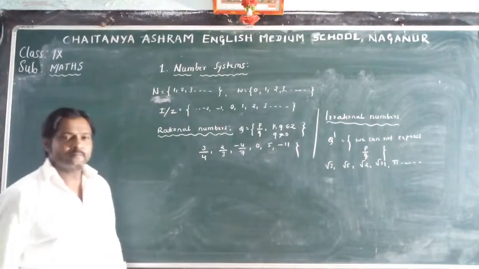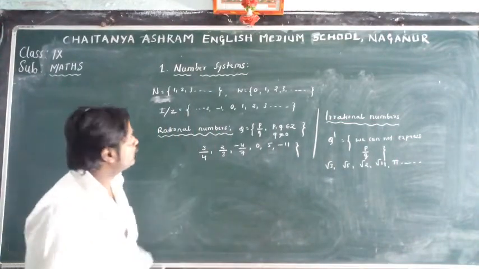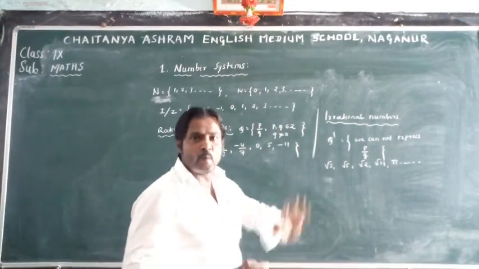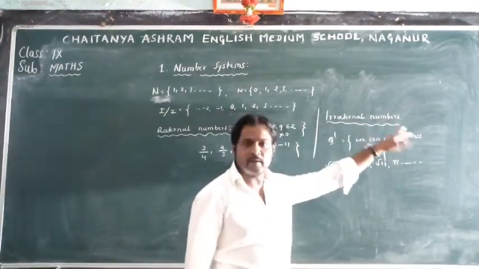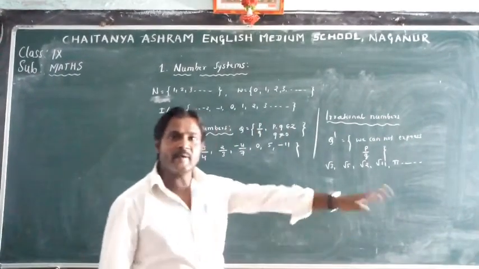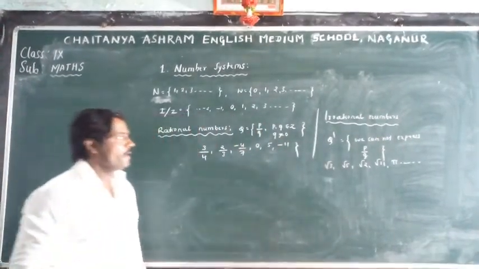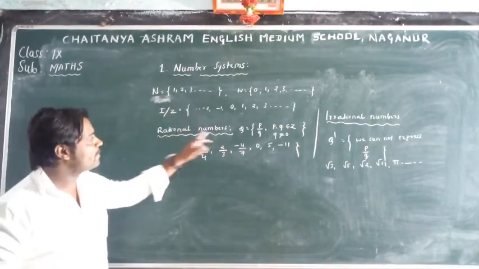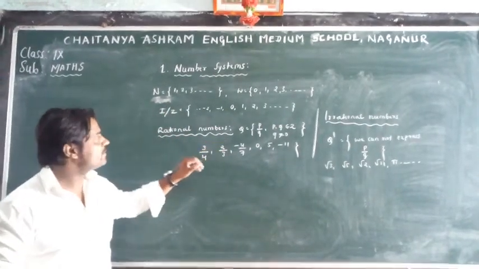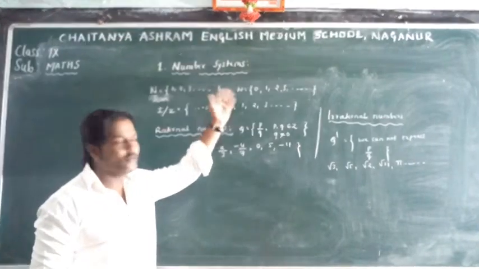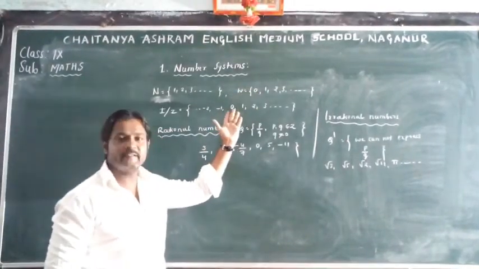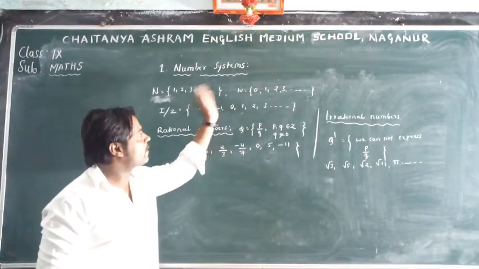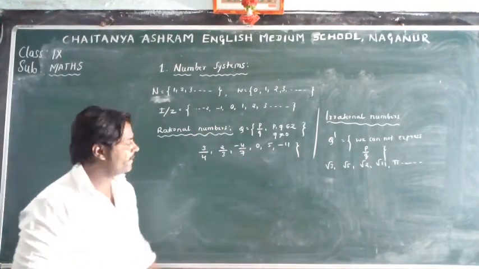So dear children, while going through the concepts of this topic, you will learn more examples about irrational numbers regarding decimal expansions. And see, here the rational number set is a bigger set because it includes natural numbers, whole numbers, integers. These all we can write in the form of p by q. So these are all rational numbers.